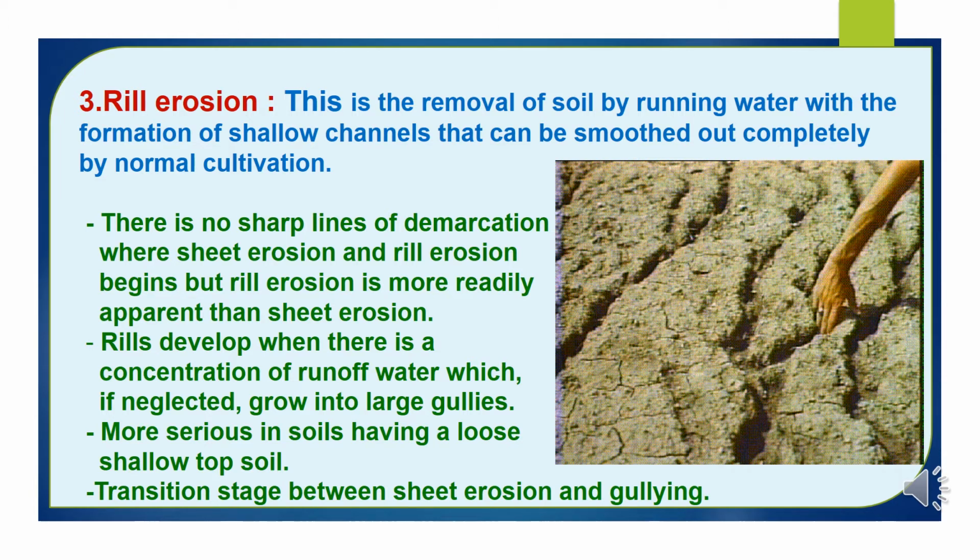Rills develop when there is a concentration of runoff water which is neglected, and grow into large gullies. This is more serious in soils having a loose, shallow topsoil, and is the transition stage between rill erosion and gully erosion.